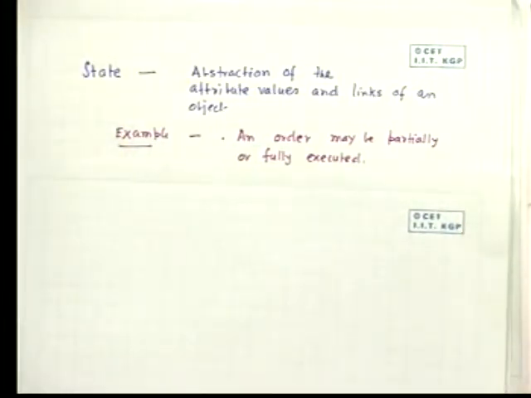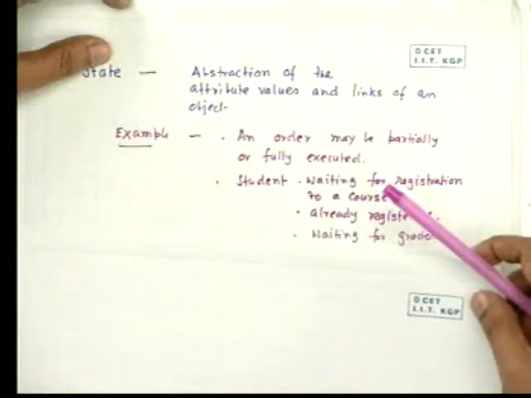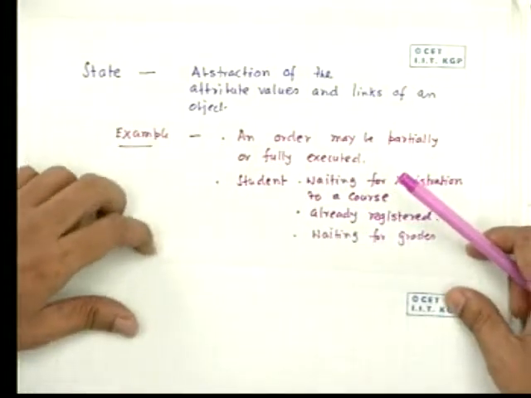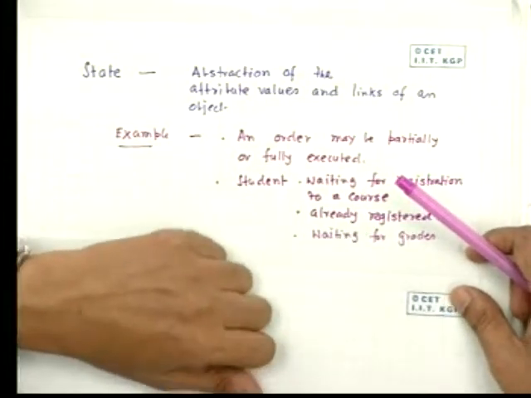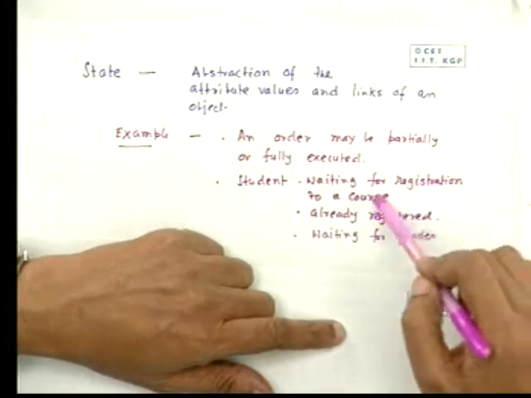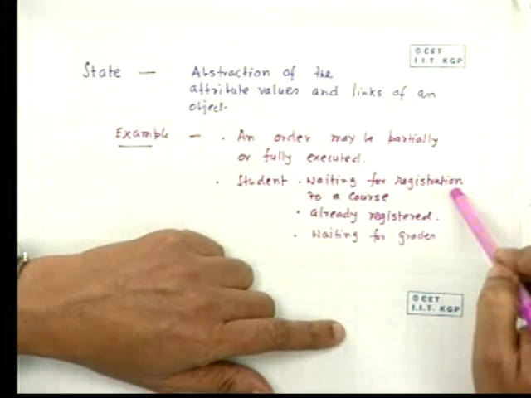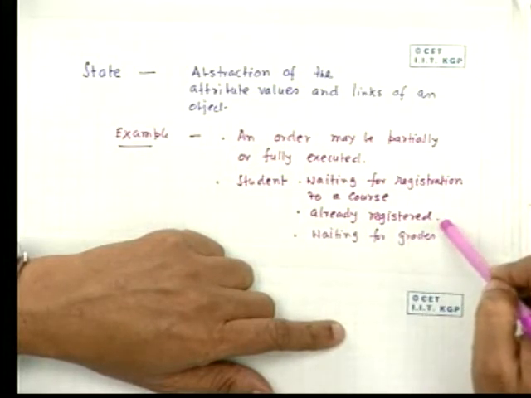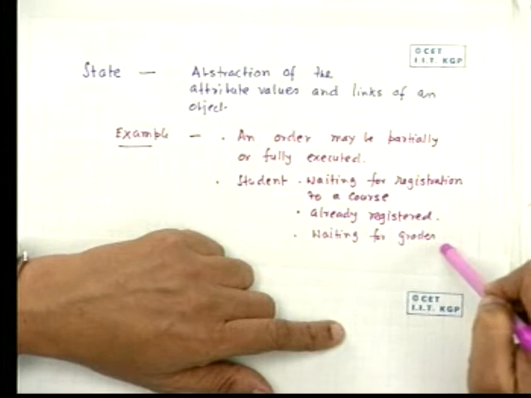A typical example of an object having different states is an order. If you think that an order is an object, the order may be partially filled or fully executed. That means when you have completely delivered the item that has been ordered, you say that it is fully executed; otherwise it is partially executed. Another example is a student object. The student object may be in a different state depending upon whether the student is waiting for registration to a course, whether the student has already registered, whether the student is waiting for the grades, and so on.